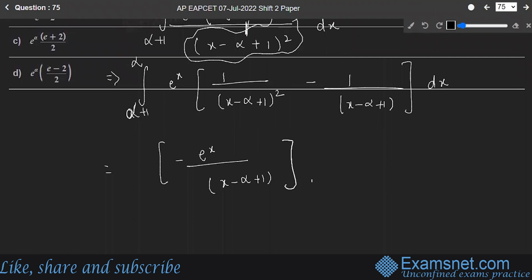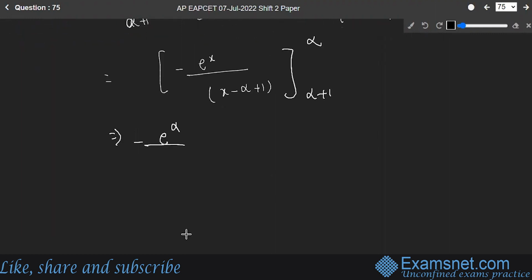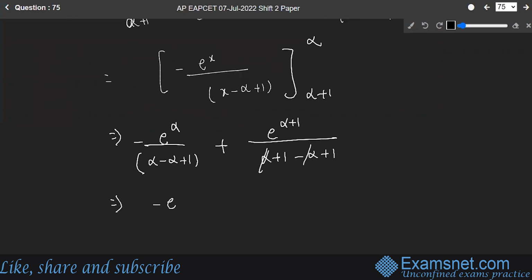From the limits alpha plus 1 till alpha. Now let's fill in. You will have minus e raised to power alpha upon alpha minus alpha plus 1, minus minus will become plus. So e raised to power alpha plus 1 upon alpha plus 1 minus alpha plus 1. They will cancel out and you will have minus e raised to power alpha plus e raised to power alpha plus 1 upon 2. Which is e raised to power alpha.